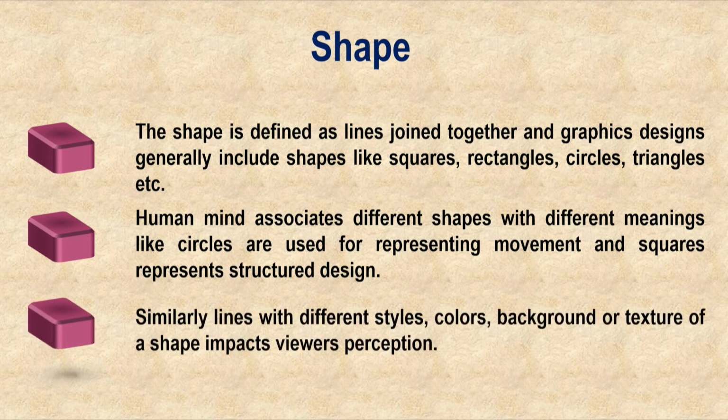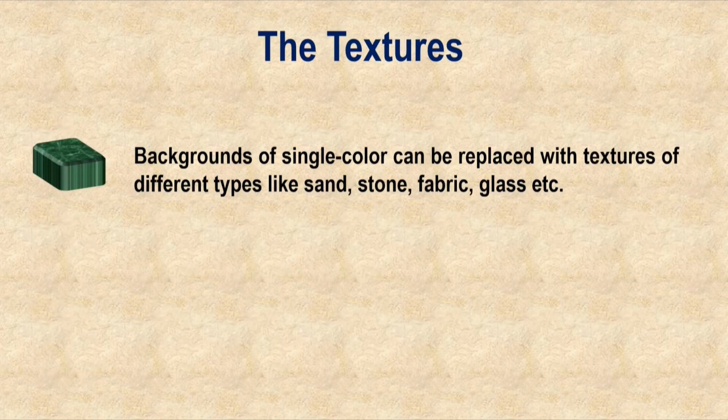Similarly, lines with different styles, color, background or texture of a shape is useful for giving an impact to the viewer. Next element is texture. Textures are one of the way which can be used for replacing the single colored backgrounds. So several kind of textures are available in the digital editing tools like sand, stone, fabric, glass, and so on. So all these kind of textures are highly useful while designing any graphic with a very attractive background.